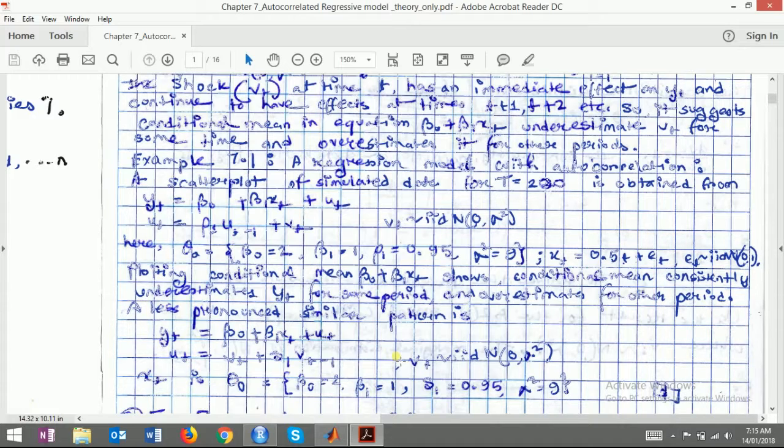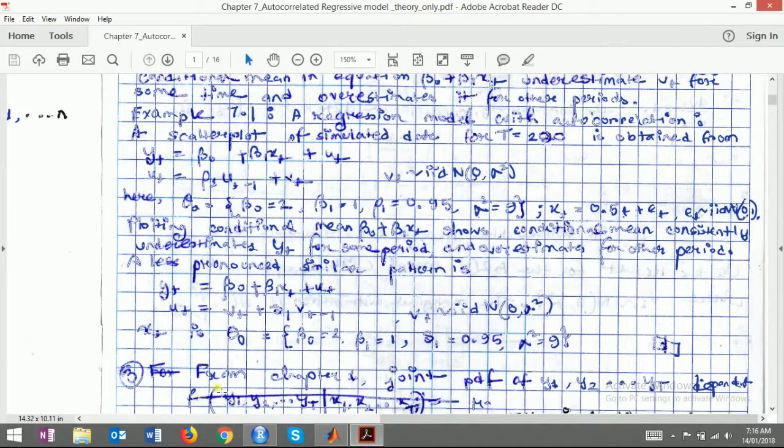A less pronounced similar pattern can be written as this: Yt equals beta naught plus beta 1 xt plus Ut, where Ut is Vt plus gamma 1 Vt minus 1. Vt is IID with zero mean and sigma square variance. Theta naught is: beta naught is equal to 2, beta 1 is equal to 1, gamma 1 is equal to 0.95, sigma square is equal to 9.